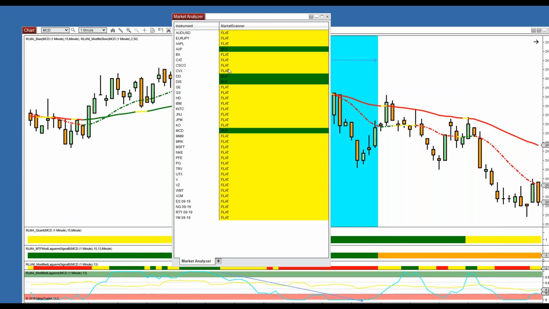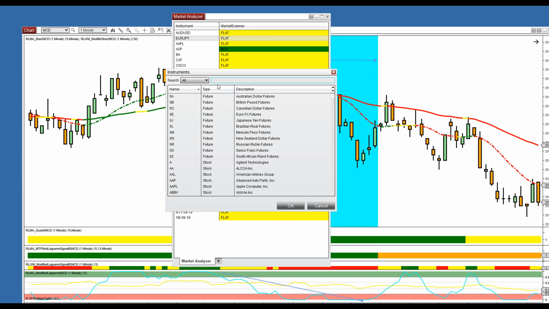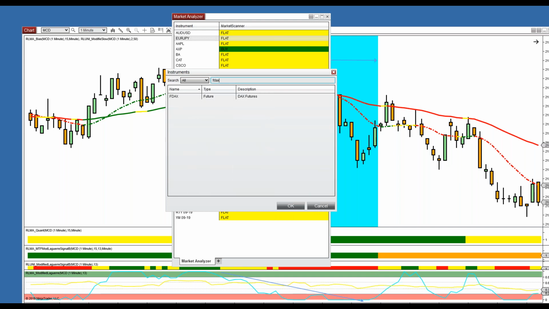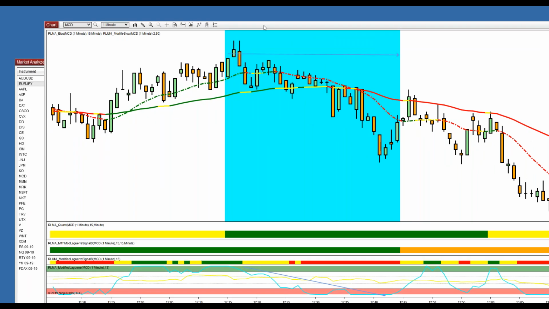Okay, Raj, not a problem. Add instrument. Search. DAX. It's flat. Let's put the DAX in here.